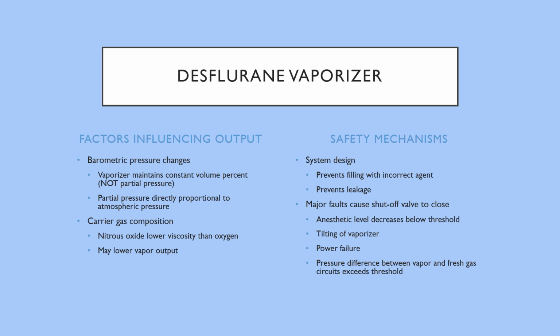The Desflurane vaporizer also has some inherent safety mechanisms. The system design prevents filling with incorrect agent, and it also prevents leakage. And then it also has a shutoff valve that will close with some major faults, which include an anesthetic level decreasing below the threshold, tilting of the vaporizer, a power failure, or an excessively high pressure difference between the vapor and fresh gas circuit.